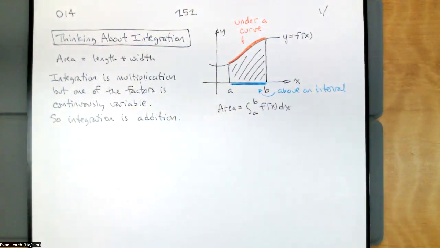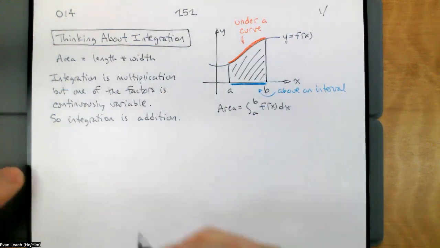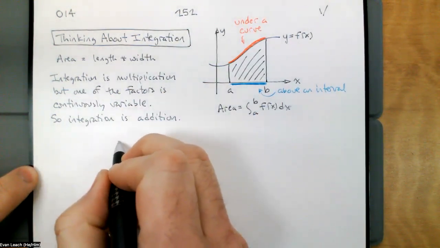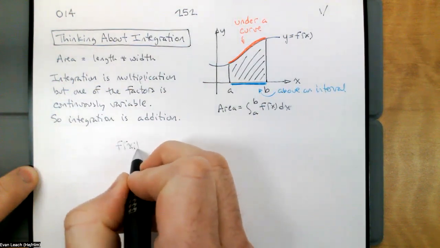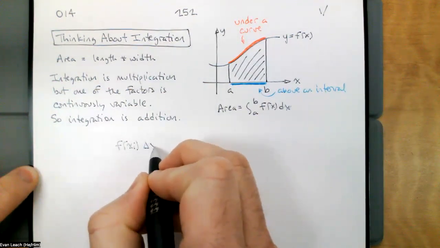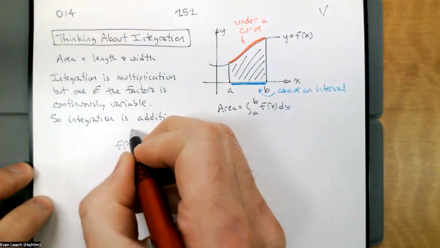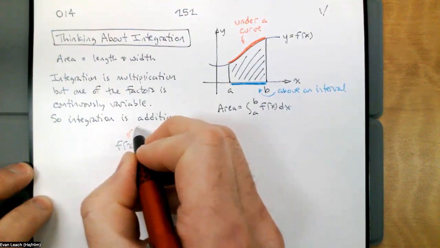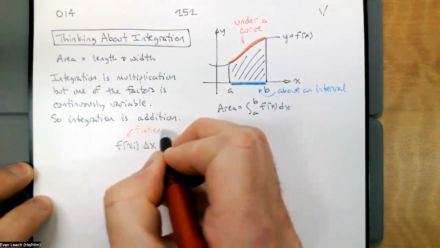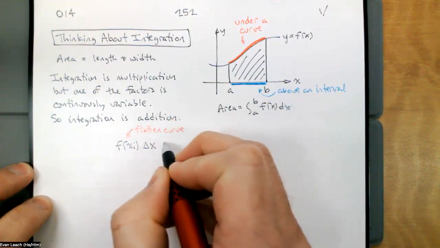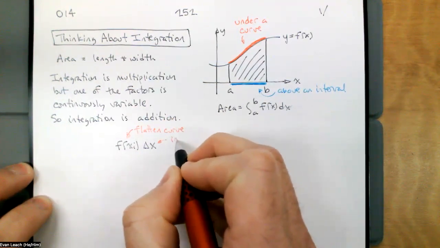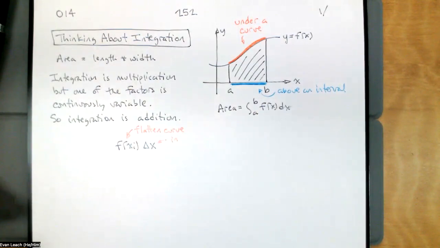So integration is addition. The thinking was, we flatten out the curve in short bursts. So that f at xi is us flattening out the curve in short bursts. I'm writing in the space that I need.